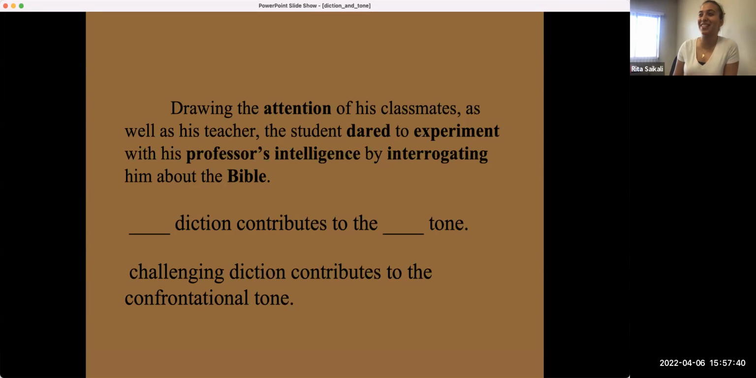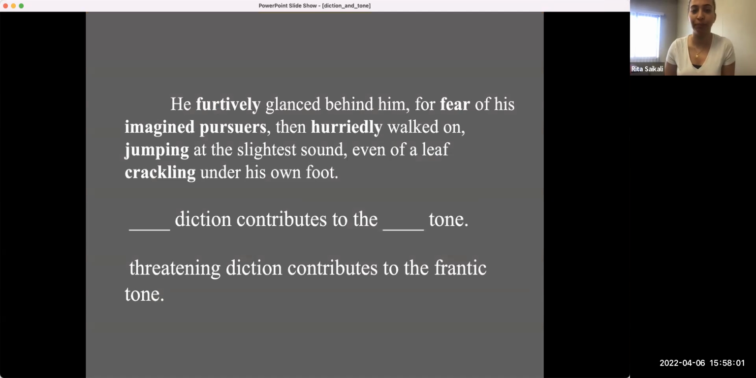All right, drawing the attention of his classmates as well as his teachers, the students dared to experiment with the professor's intelligence by interrogating him about the Bible. Diction contributes to which tone? What is the student doing? Interrogating, experimenting, right? Attention, all of these are challenging, right? They show us that there's a challenge, and it contributes to a confrontational tone, right? There's some kind of a fight going on.